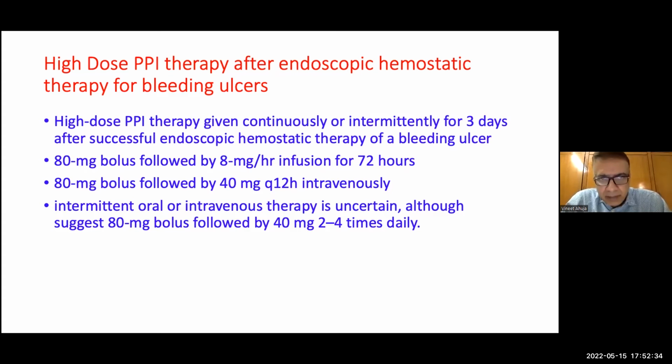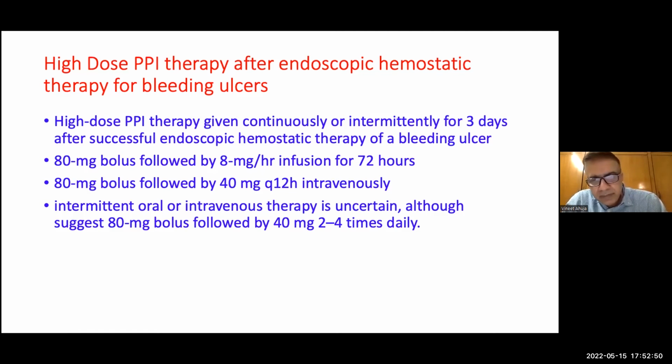What is meant by high dose PPI therapy? 80 milligram bolus followed by an 8 milligram per hour infusion for 72 hours. Another protocol can be 80 milligram bolus followed by 40 milligrams every 12 hours intravenously.